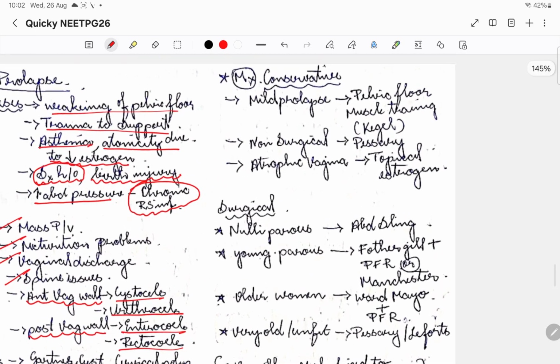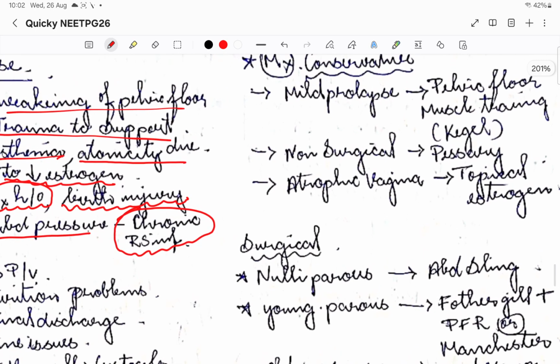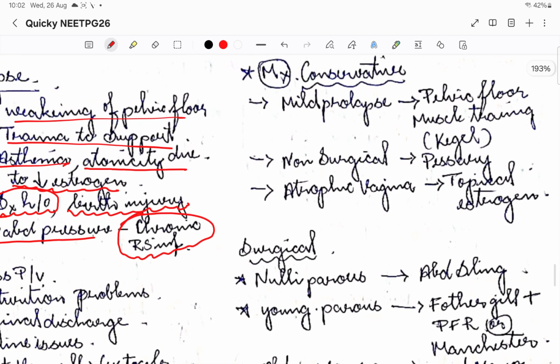Okay, so how we manage this prolapse is basically based on how the patient presents and what age the patient is. If it is a mild prolapse, we are going to go for pelvic floor muscle training, that is Kegel's exercises. So Kegel's exercises is what we'll recommend for mild prolapse. If it is a non-surgical approach that we are going to do, it is basically a pessary.